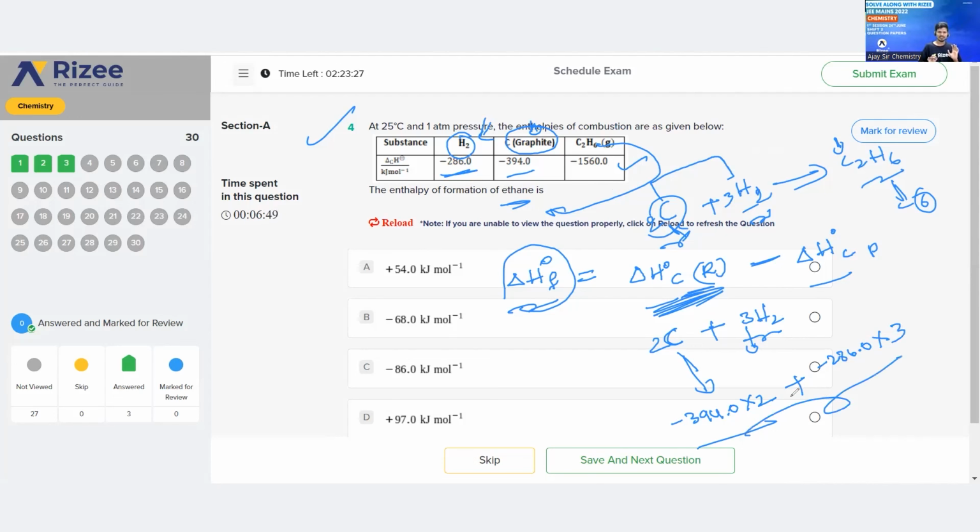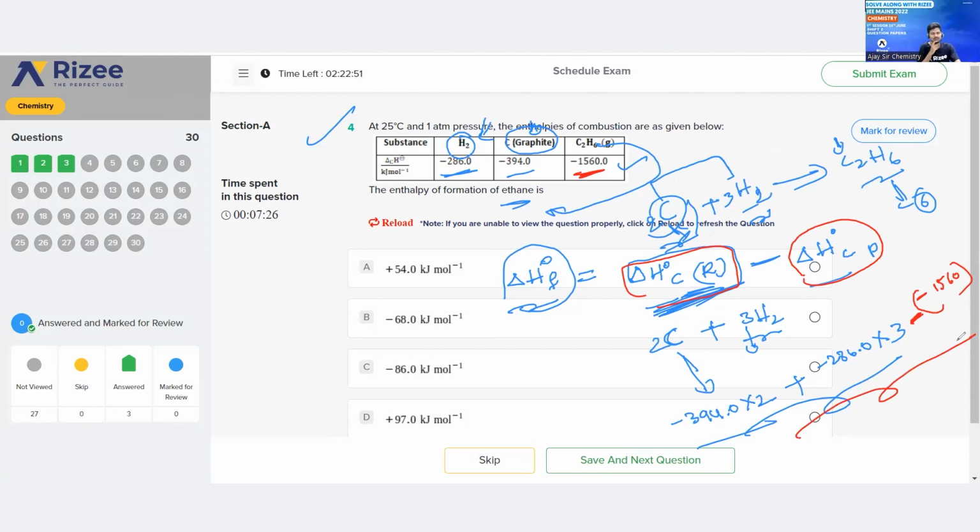Now we just have to do the calculation, and the reactant part is complete. Then what we have to do is minus the enthalpy of combustion of product. See here, what is the value? Minus 1560.